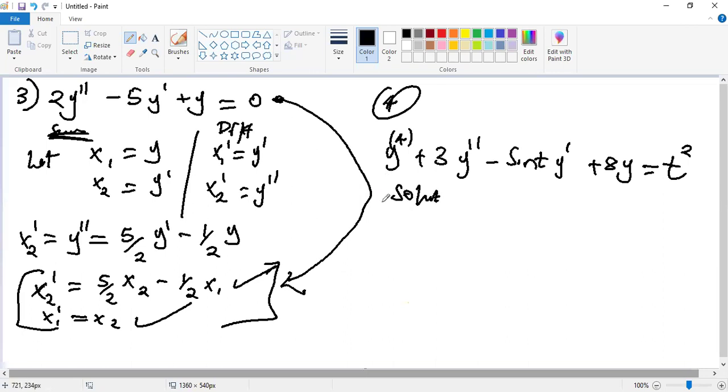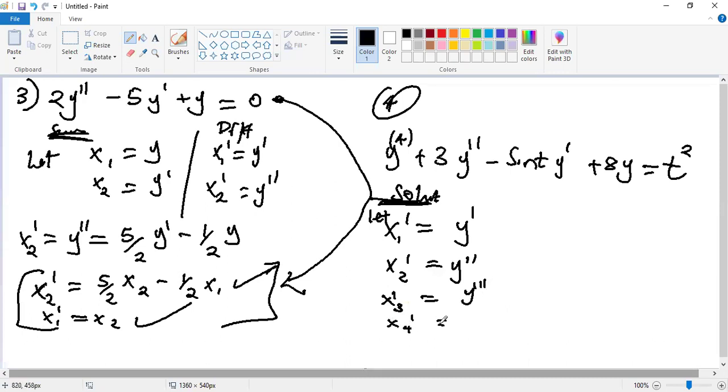Now, under solution, this is how I want you to let, so that it gives you an easy way of solving it so that it's all uniform. Let's start with letting x1 prime be equal to y1, and then x2 prime. We're going to have 4 new functions that we are letting, because it's raised to power 4. x2 prime to be equal to y double prime, x3 prime to be equal to y third prime, and x4 prime to be equal to y fourth prime. Then go on and rewrite this, and then you come up with an answer.